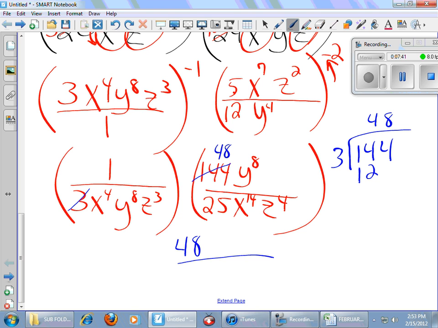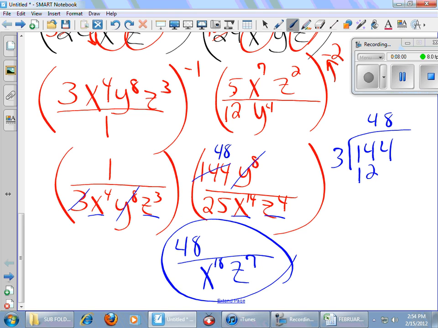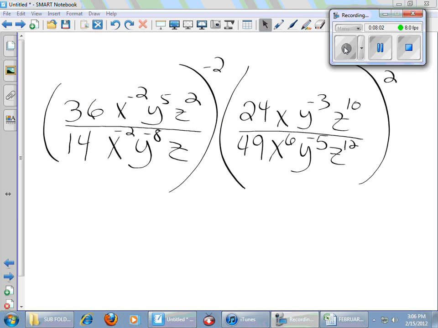All right, I have a y to the 8th and a y to the 8th. Those will cancel. The x's won't cancel, they'll multiply. X to the 4th times x to the 14th will be x to the 18th. Z to the 3rd, z to the 4th, that'll be z to the 7th. And there you go. Okay, why don't you go ahead and try this problem.